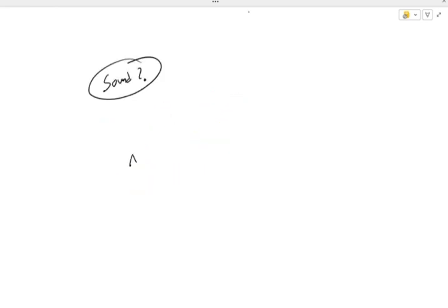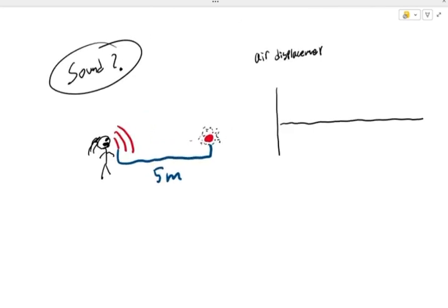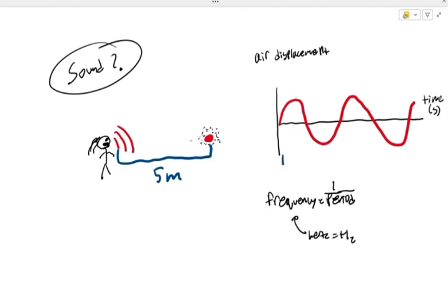First, let's discuss what makes a sound wave. Let's take our professor, who's giving a lecture, and we measure a point 5 meters away from our professor. The displacement of the air molecules due to the sound is what creates the sound wave graph. The frequency of this measures a period, and the amplitude measures the volume.